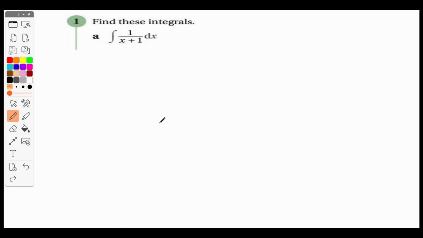Now let's come to exercise 5.5. This is question 1. This one is a very simple question. The integral of 1 over x plus 1. You know that the derivative of x is just 1. So here the top is the derivative of the bottom. So once you have this, the answer directly will be ln the modulus of the denominator, x plus 1 plus c.